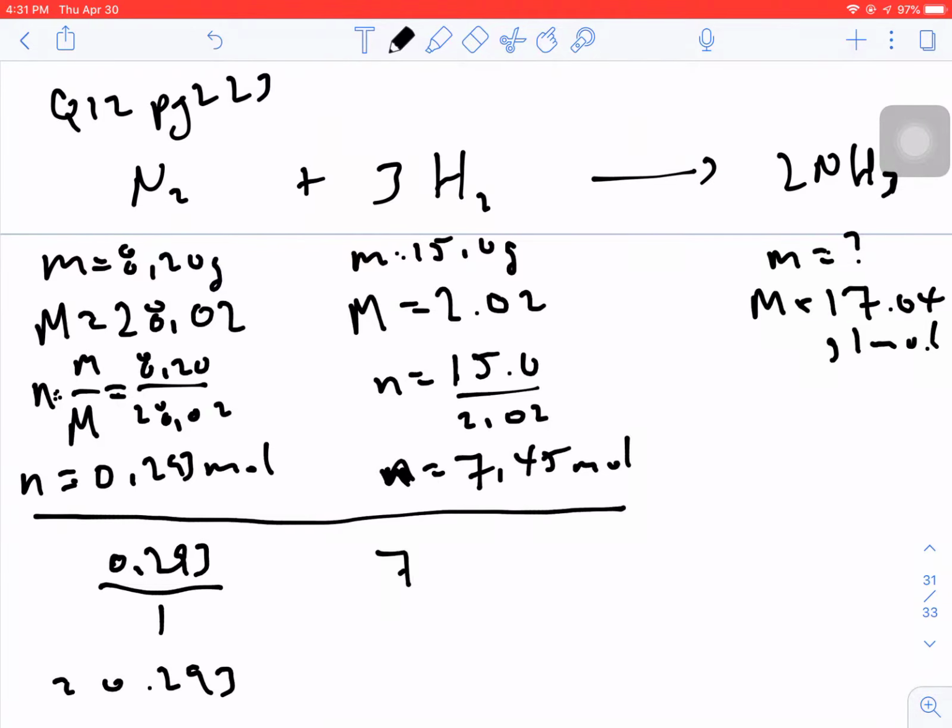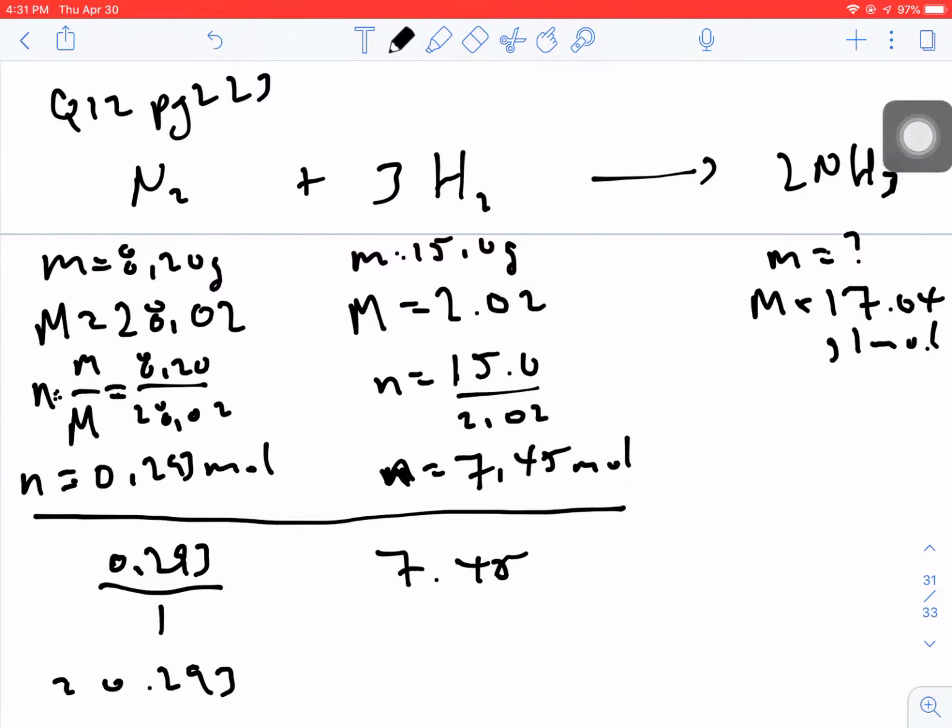I need to take my number of moles, and I need to divide it by the number of moles in the balanced equation, which is 3. When I do this one, I'm going to get 2.48. Okay, so once I know these two numbers, I now have the information that I need to move forward. I know which one's going to run out. The lower one is going to run out. It's going to be called my limiting reagent.